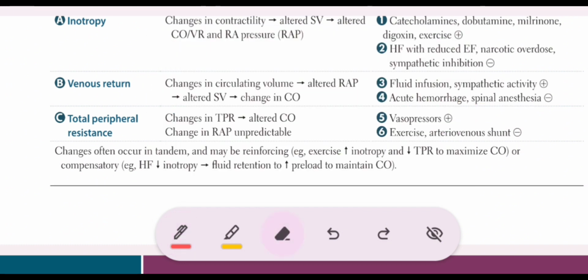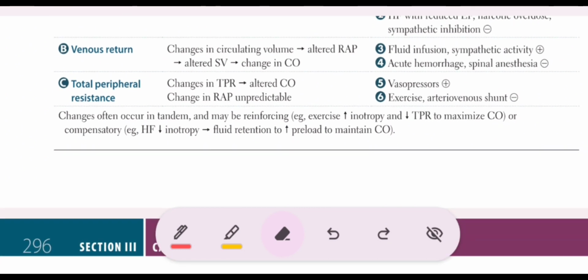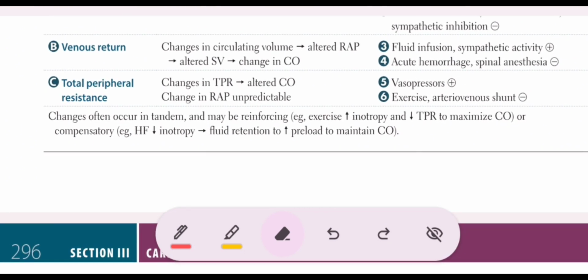Then we have total peripheral resistance. So total peripheral resistance is determined by the pressure in the arterioles. It is increased with the help of vasopressors such as sympathetic stimulation, and it is decreased during exercise and if there is malformation.